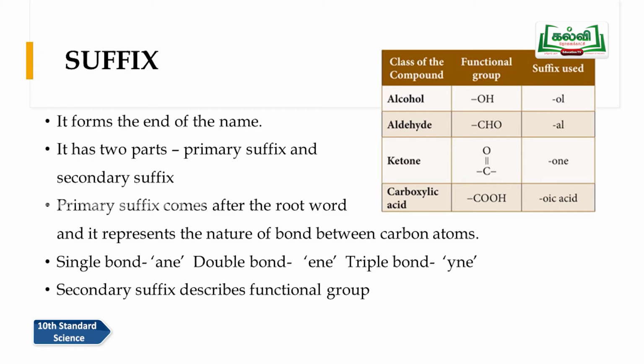If it is an aldehyde, what is the functional group? It is CHO, and the suffix to be used is AL. If it is a ketone, the functional group is CO, and the suffix is ONE. And if it is a carboxylic acid, the functional group is COOH, and the suffix to be used is OIC acid. So you must have a knowledge of what are the words to be used for different primary suffix or secondary suffix, and then we can name the organic compound.